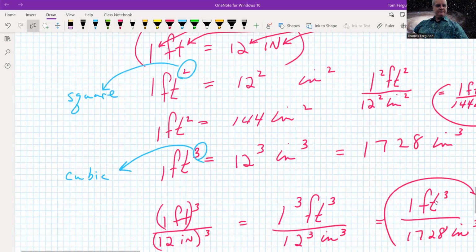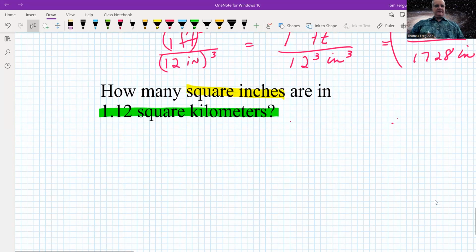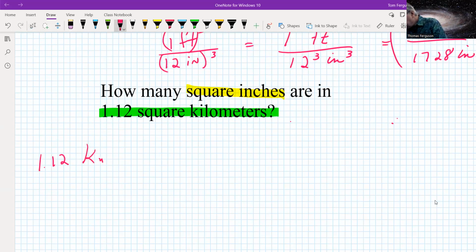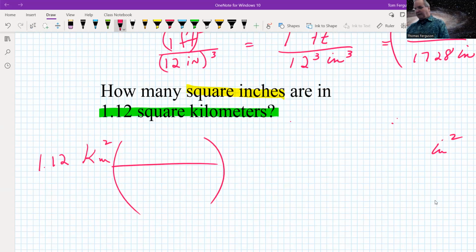Okay, so let's do a problem. Okay, so we start with 1.12 square kilometers. Now, a lot of errors occur because everyone thinks you've got to multiply the 1.12 by the square. It's already been squared. Just leave it alone. All right, we need to go from kilometers to inches. Okay. Remember, the given always has to cancel.